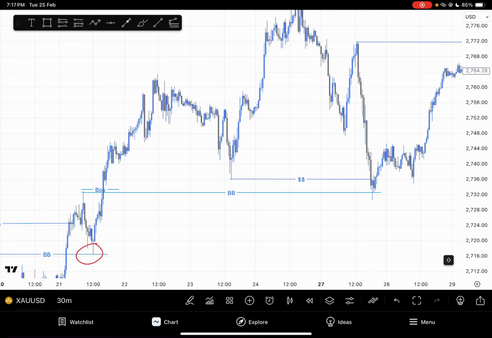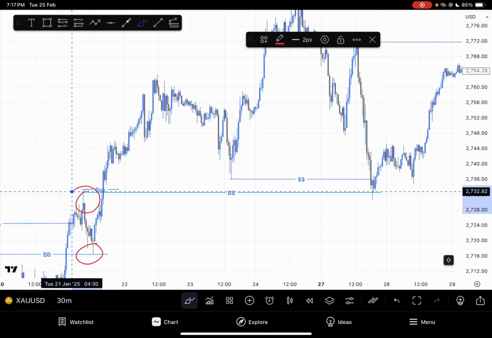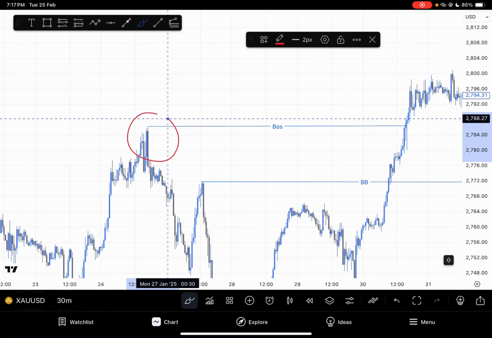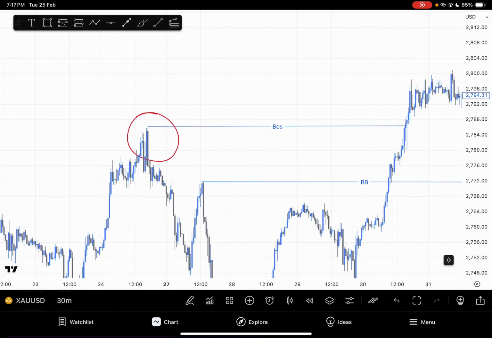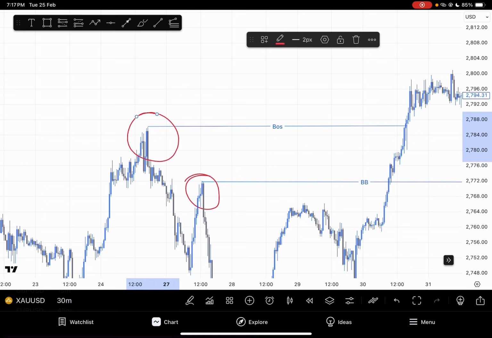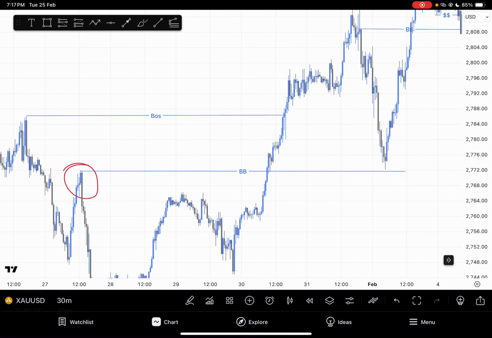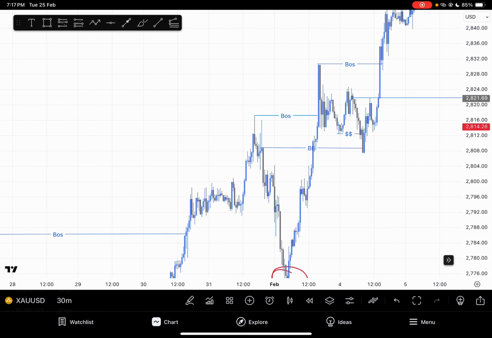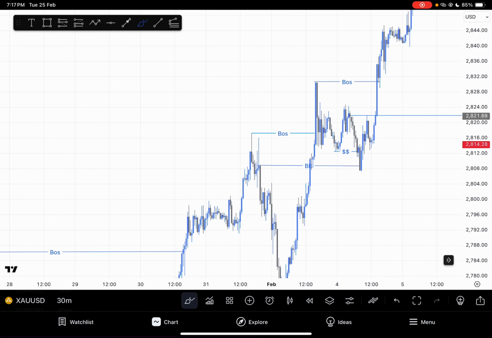So after the price used this breaker block here, the next step is to mark the next break of structure, which is where price broke above that previous high. After the break of structure, the next step is to mark the next breaker block. So this is the next breaker block. That's an order block that got violated and it turned into a breaker block. If you trace it back, you see price almost tapped on it with a few pips, then you see price distributed to the upside, creating another break of structure here.